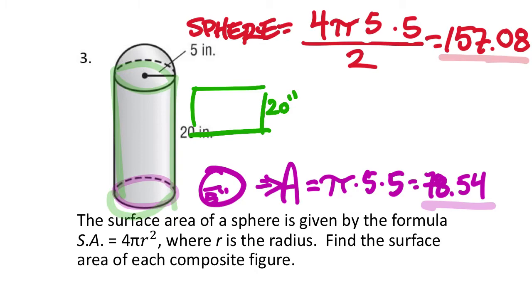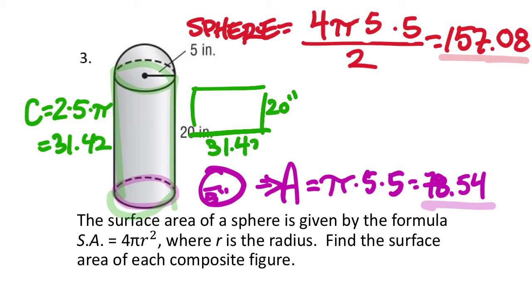So we need to find the circumference of that circle, which would be 2 times the radius, which we know is 5, times pi. So what do we get? I typed it in incorrectly. I get 31.415, so we'll make that 31.42. That's the length of this rectangle right there.